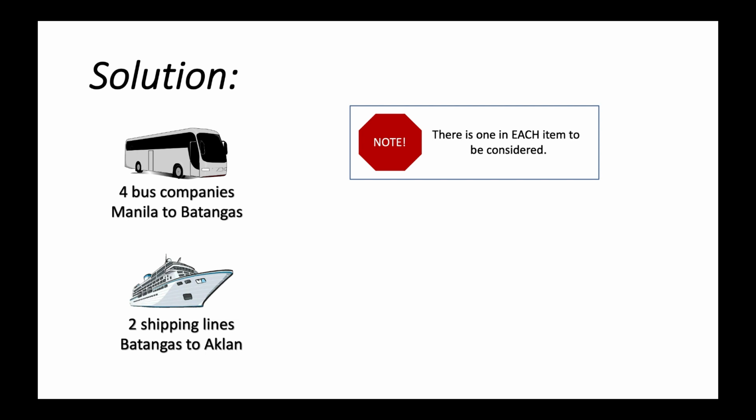Or she cannot go to Aklan if she will just simply choose a shipping line. So she has to consider one in each item. So in this case, we have to use the multiplication rule. So we just simply multiply the two. So that is 4 times 2, which is equal to 8. So there are 8 ways or 8 itineraries that she can form going to Aklan from Manila.